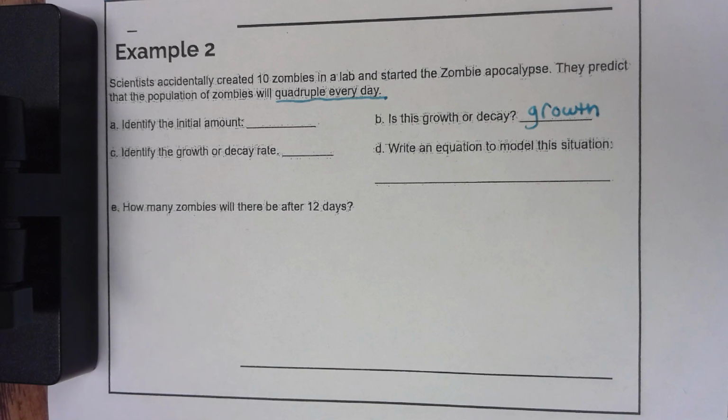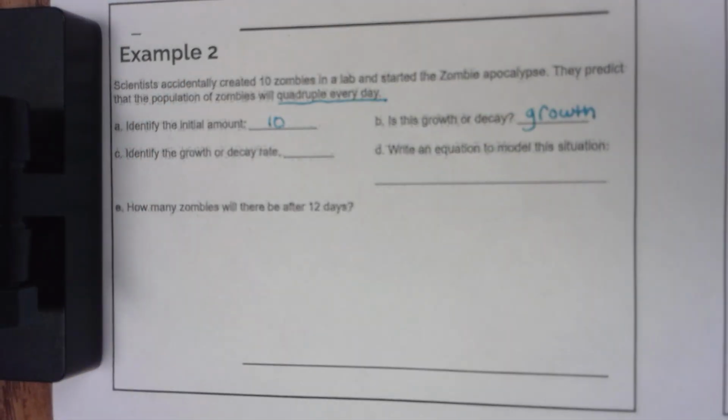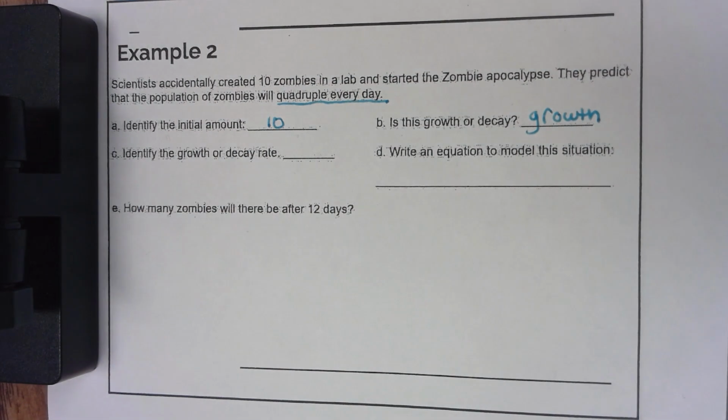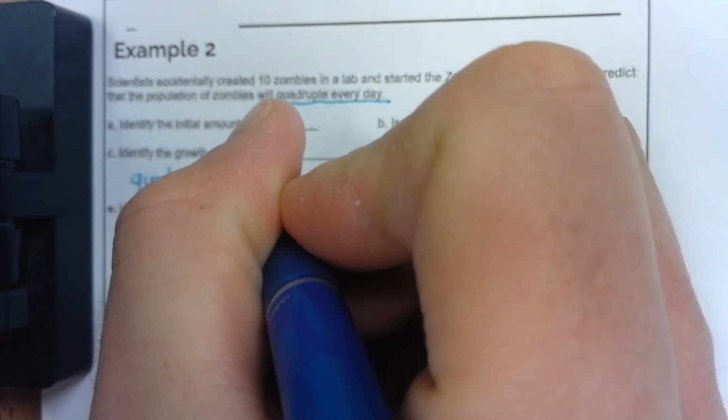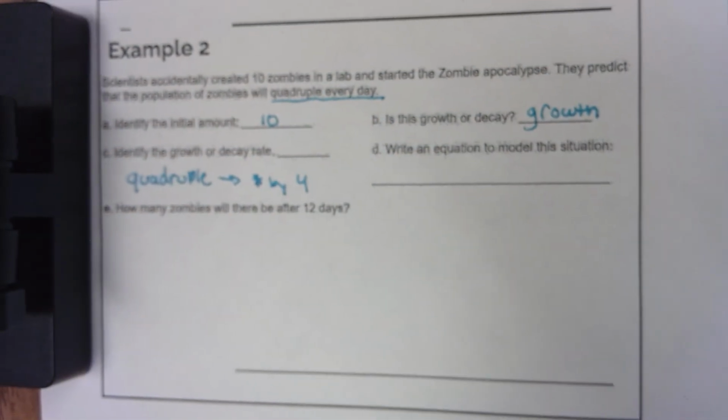The initial amount is always stated in the problem. I don't need to do anything to figure that out. That's just 10 right now. Now the growth rate. Again, this is going to be the hardest part that we need to figure out because it gets communicated in different ways. If we are quadrupling, to quadruple means to multiply by 4. So that means that our growth rate is 4.